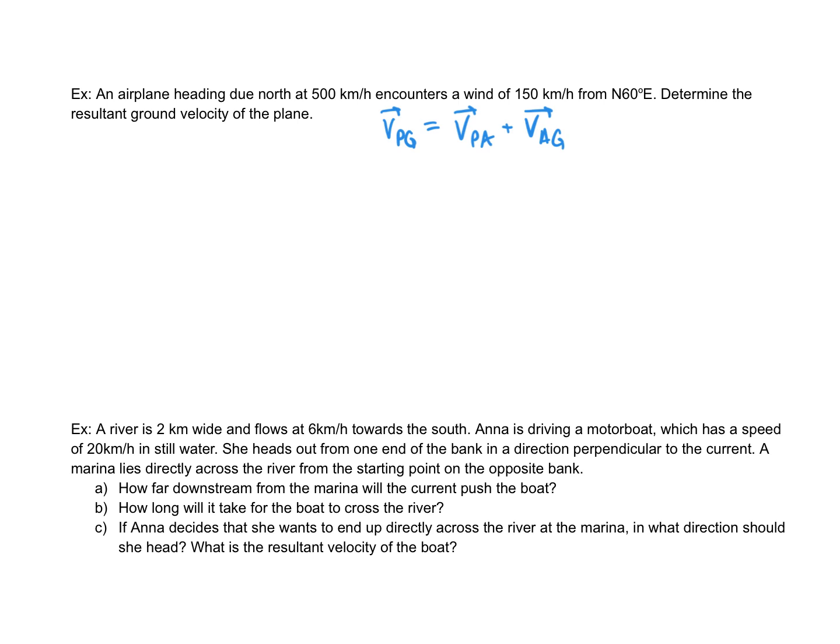So let's start off with a diagram. I'm going to start with a little compass here. And the airplane is going north. It's going north 500 kilometers per hour. Then it encounters a wind from north 60 east. It's not going towards northeast. It's coming from north 60 east. So north 60 east is this. It's coming from that direction. So this is the wind's vector.